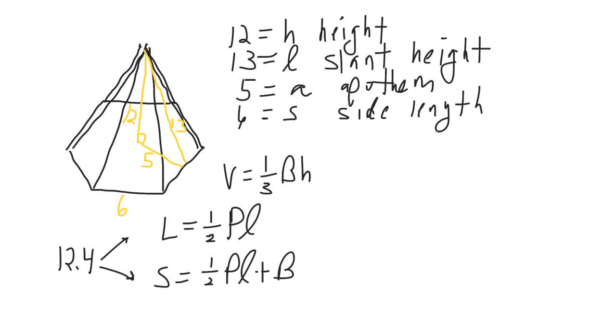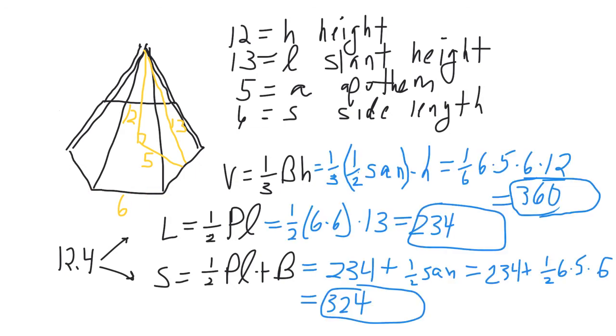That is the height that we will use for the lateral area and the surface area for pyramids, as well as for cones. Height, slant height, and connecting them is the apothem that goes from the center out to the edge. And that's a right triangle, so that's an a squared, b squared, c squared situation there. The 6 is the side length right there.